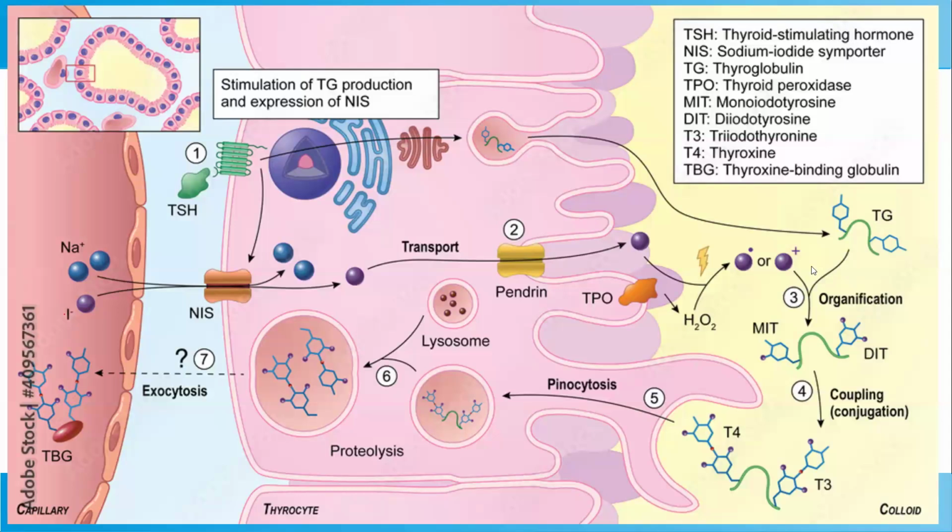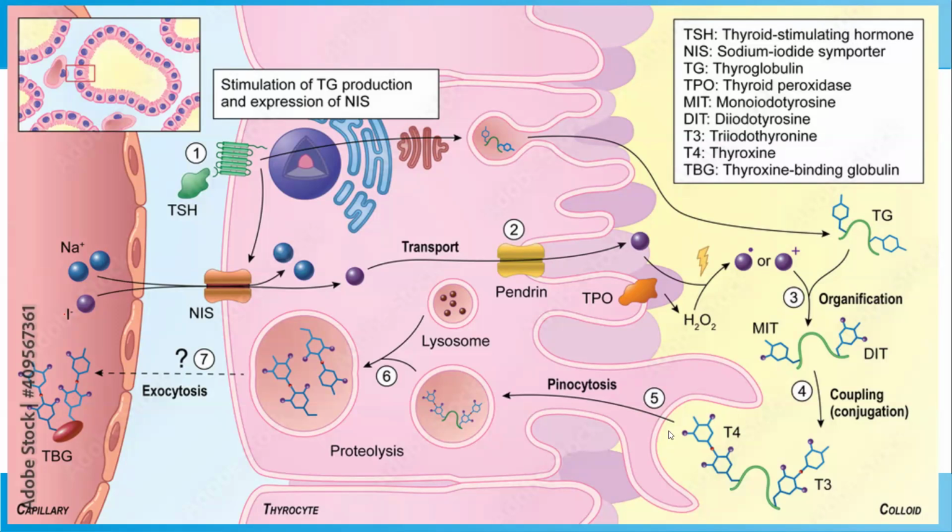Then in the colloid, the iodine is present, the tyrosine residues are present, so they get iodinated to form monoiodothyronine and diiodothyronine. These can combine with each other to form T3. That is, MIT plus DIT forms T3, DIT plus DIT forms T4. This is still in the colloid. This is still bound to the thyroglobulin.